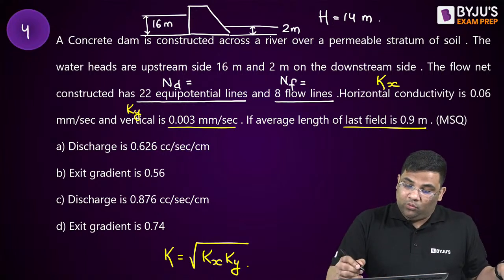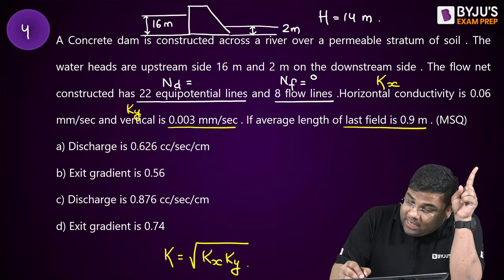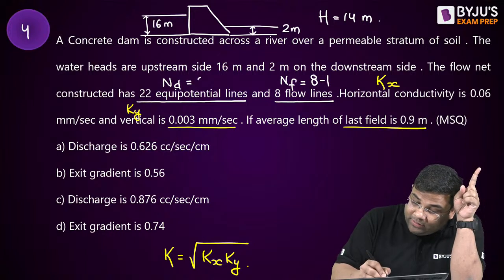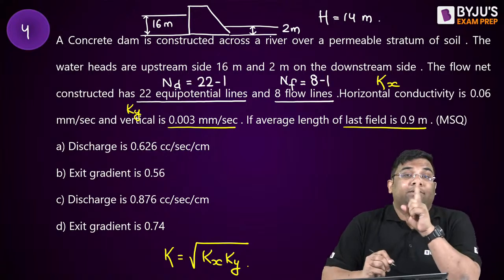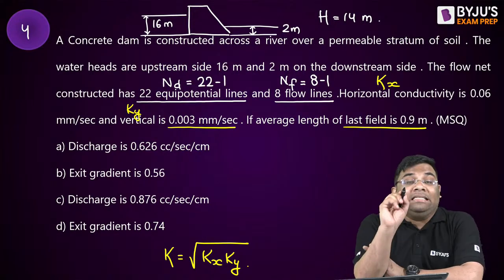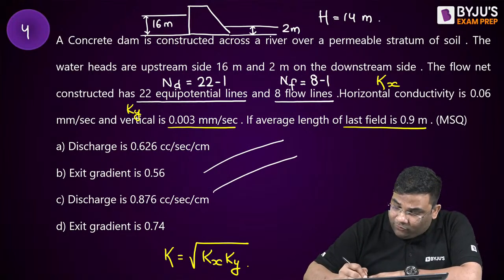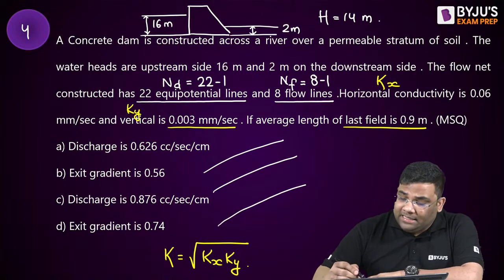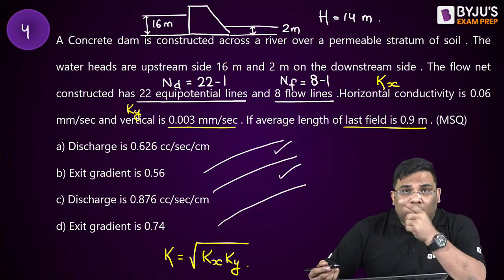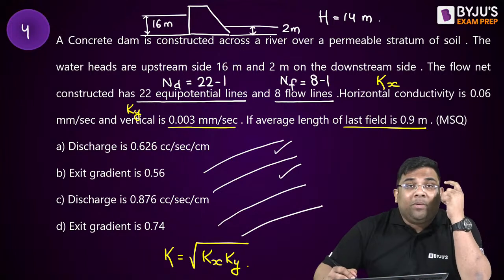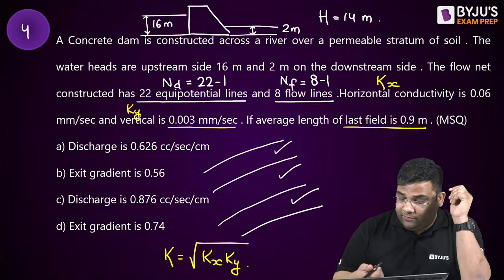21 and 7, very good. Flow lines minus 1, 8 minus 1, and this is 22 minus 1. You should remember this. Flow channels are different from flow lines. Common sense: if we have three flow lines, how many channels are there? 1 and 2, one less. Three flow lines, how many channels? 1, 2, 3, very easy.